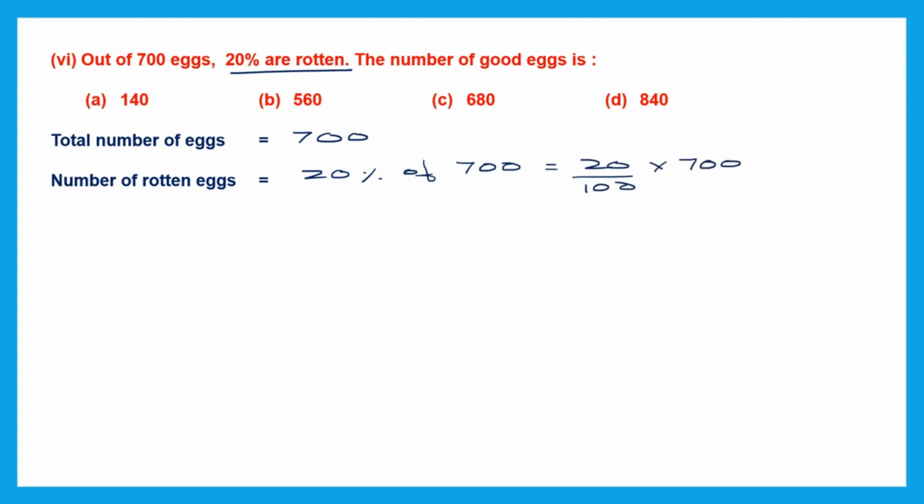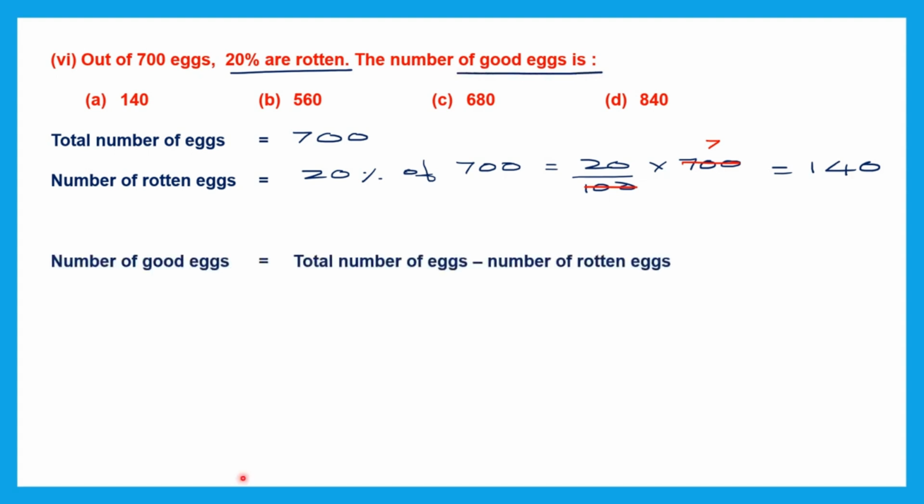Now we can cancel. I can cancel 100 and 700, make it 7. So 20 into 7 is 140. The number of rotten eggs is 140. Now we've been asked to find the number of good eggs. So the number of good eggs will be the total number of eggs minus the number of rotten eggs. So the total number of eggs is 700 minus 140.